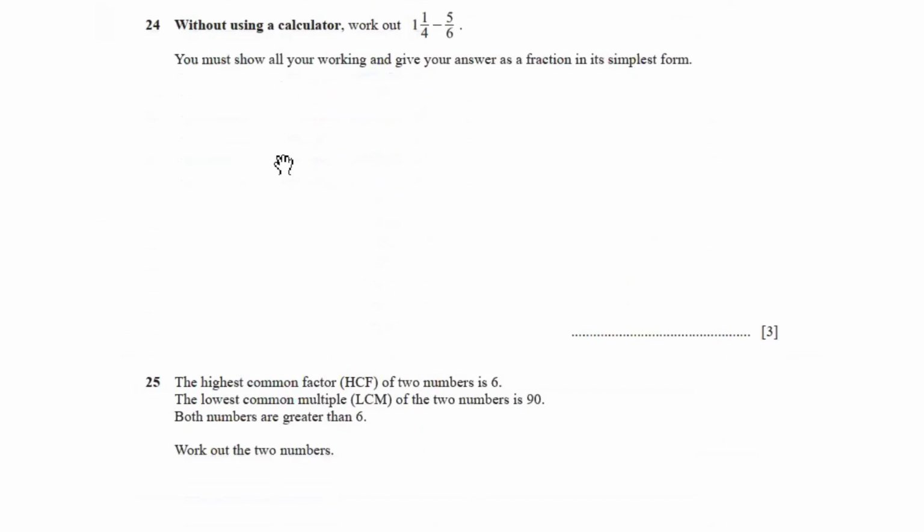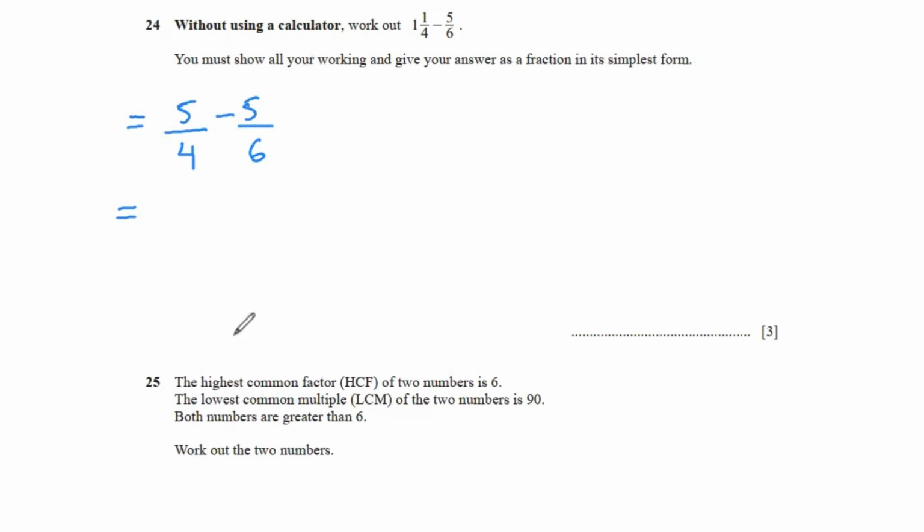Then question 24 says you must show all your working and give your answer as a fraction in simplest form. So without using a calculator, we have to work out 1 and 1/4 minus 5/6. So first we convert the mixed number into an improper fraction, and that can be done by multiplying the denominator with the whole number and then adding the result to the numerator. So 4 times 1 is 4, and 4 plus 1 is 5. So 5/4 minus 5/6. Now, since we're subtracting fractions with unlike denominators, we have to make the denominator same.